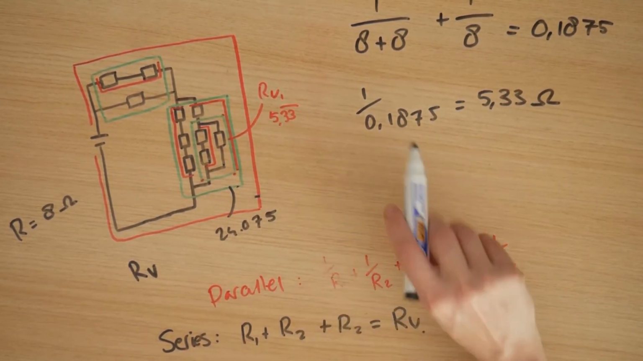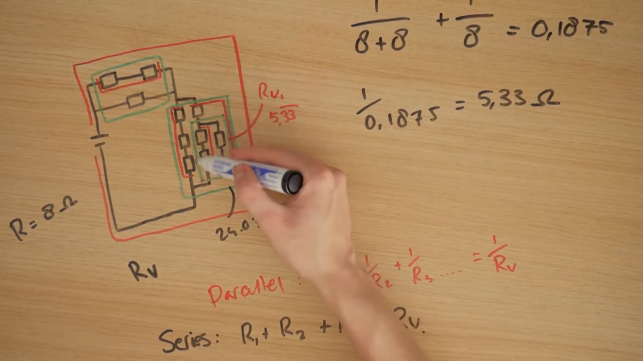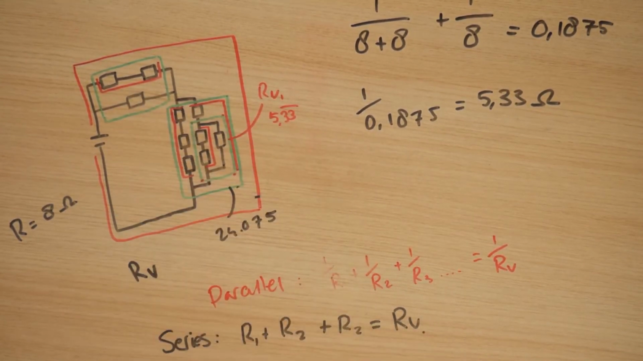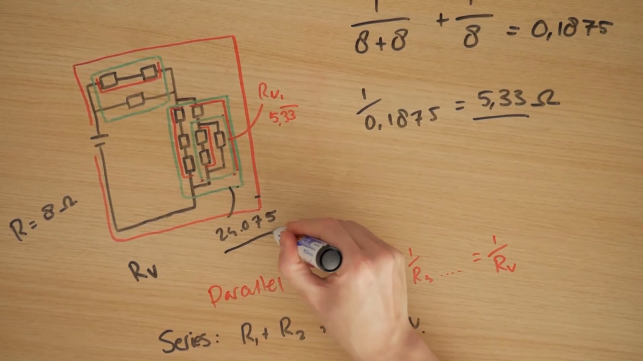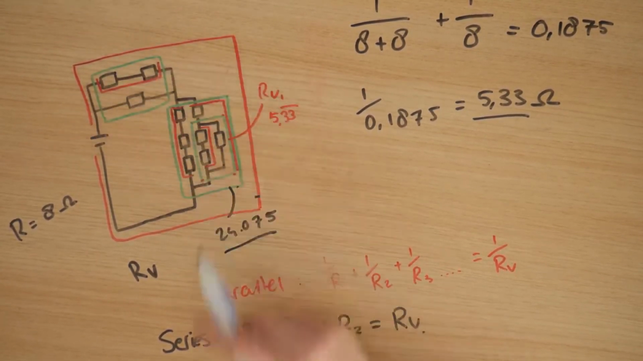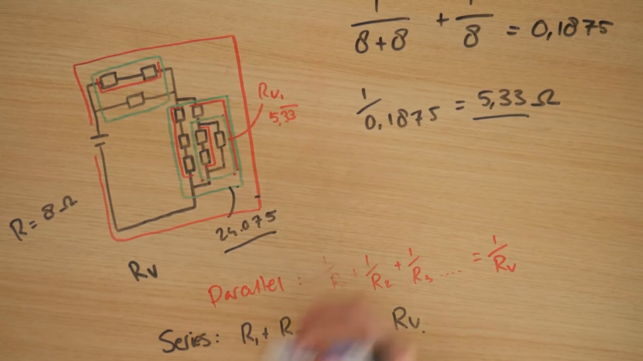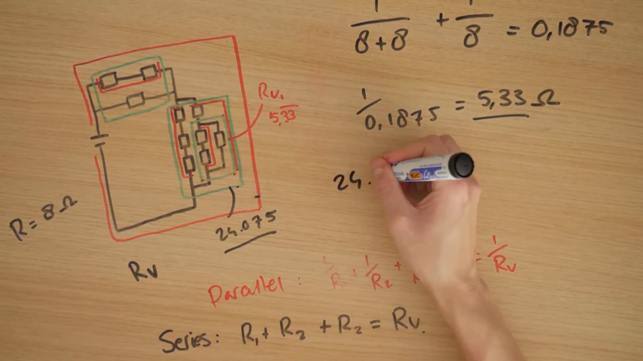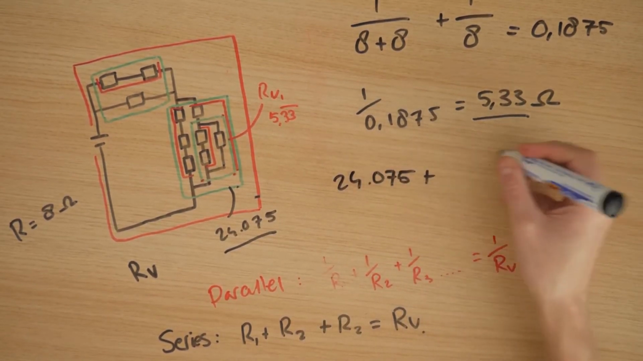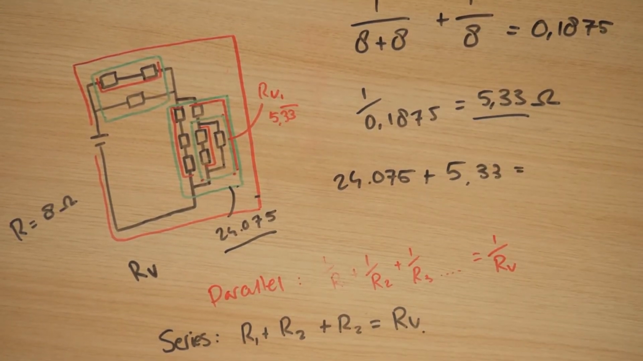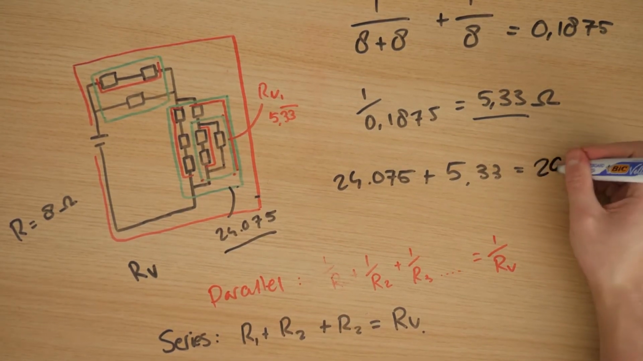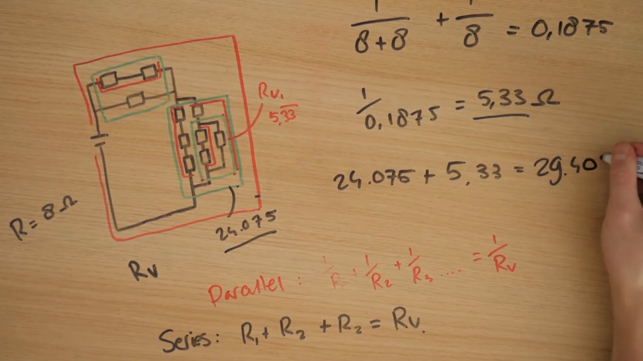Sometimes you don't need to do much more because you've already done a similar circuit, and it's right there. It's the exact same. So this one and this one together, because these 2 parts are in series with each other, is obviously 24.075 plus 5.33, and that equals 29.405.